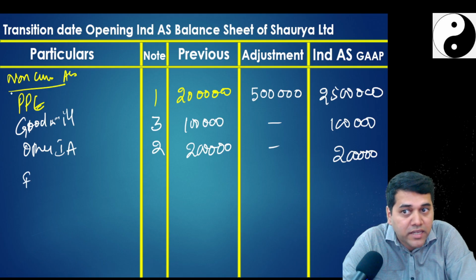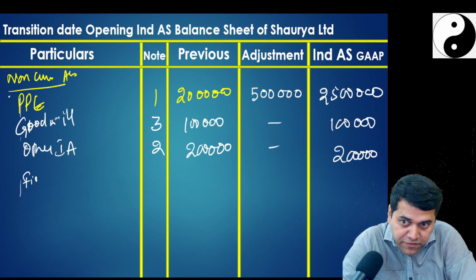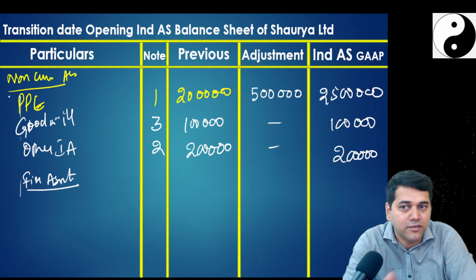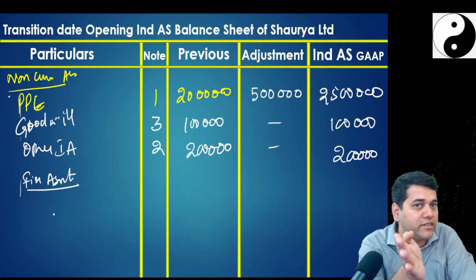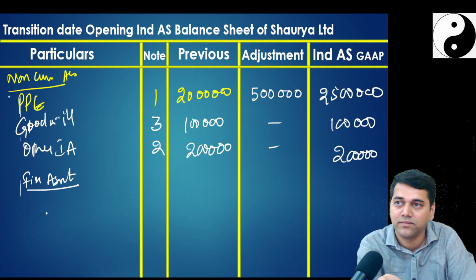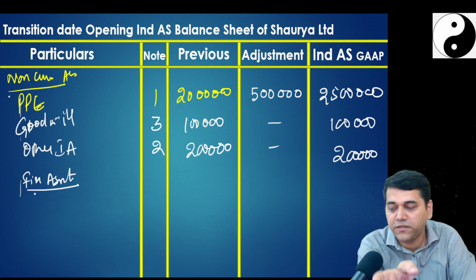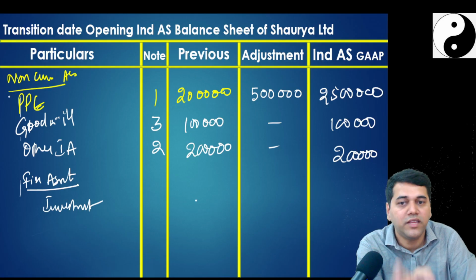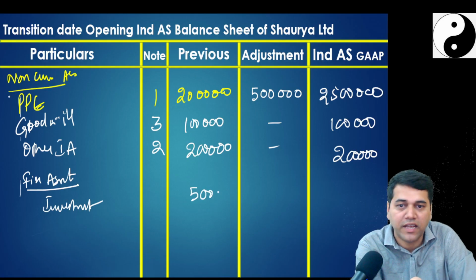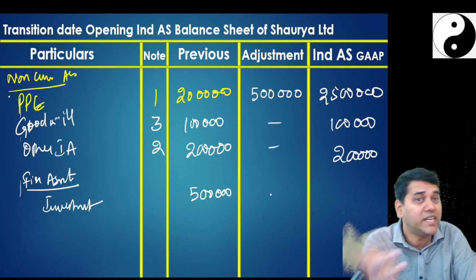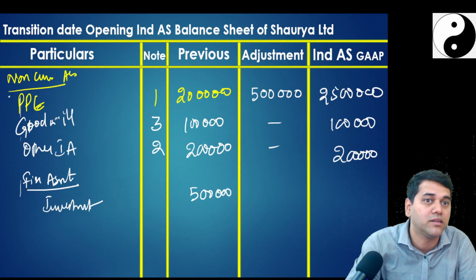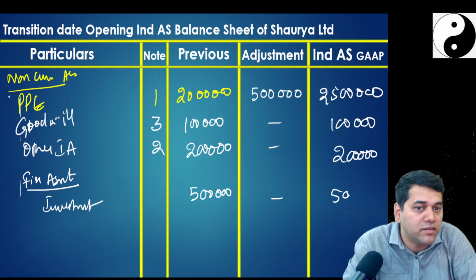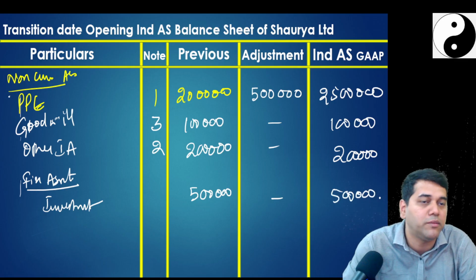What is my next heading? Non-current assets is the main heading. In this fashion, financial assets. Underline, in this column only, because financial assets come under non-current assets. Which is my first financial asset? Investment. Is there any investment? 5 lakh. Was there any query on the non-current investment? You had an investment query, but it was a mutual fund, current. So we didn't give any note. Whatever the previous balance, it is going to become the new balance.